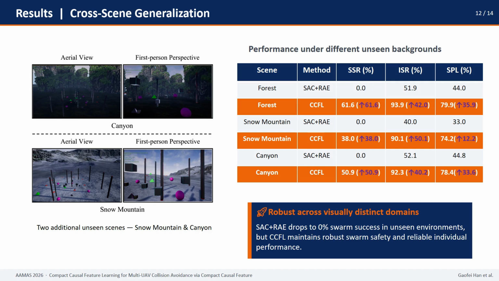To verify the result is not specific to a forest, we built 2 more unseen scenes: a snow mountain and a canyon, with the same obstacle settings. In every scene, the baseline collapses to 0 swarm success. CCFL recovers significant swarm success and pushes individual success rate above 90%. In all 3 scenes, this confirms CCFL is robust across visually distinct domains, not just one.